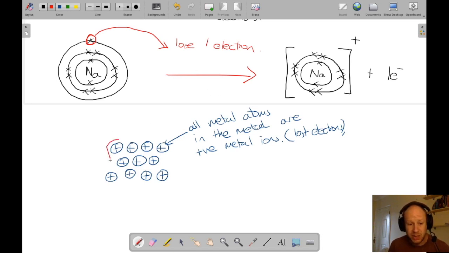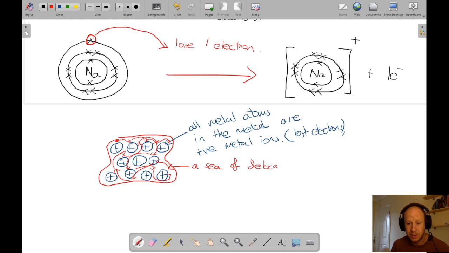The electron that was here is now free to move anywhere it wants. It can go over here, it can jump around here, it can go over here. These are free to move electrons. They can go wherever they want. They can move about anywhere in this whole area. So we call this a sea of delocalized electrons.